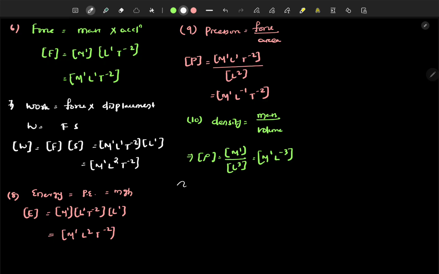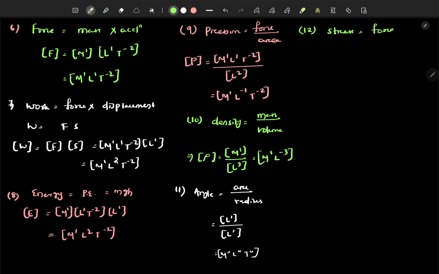Next quantity is quantity number 11. Let us simply calculate the angle dimension. Angle is equal to arc by radius. So the angle dimension: arc is one type of length, that is L1, and the radius dimension is also L1. So the answer is M0 L0 T0. So angle has no dimension. Very good. Next, quantity number 12, that is, suppose, stress.